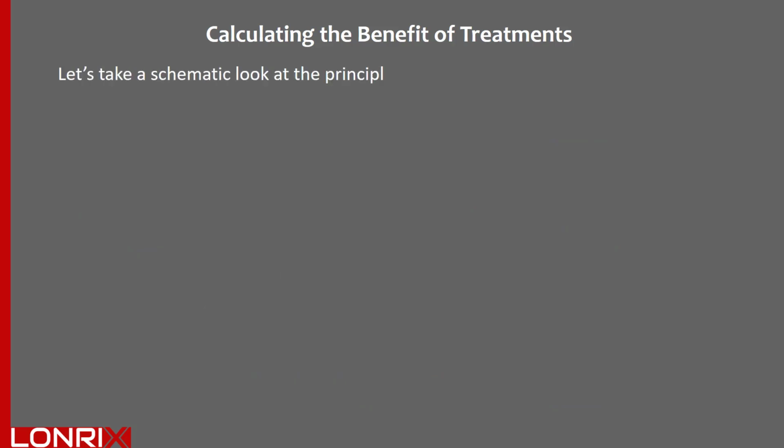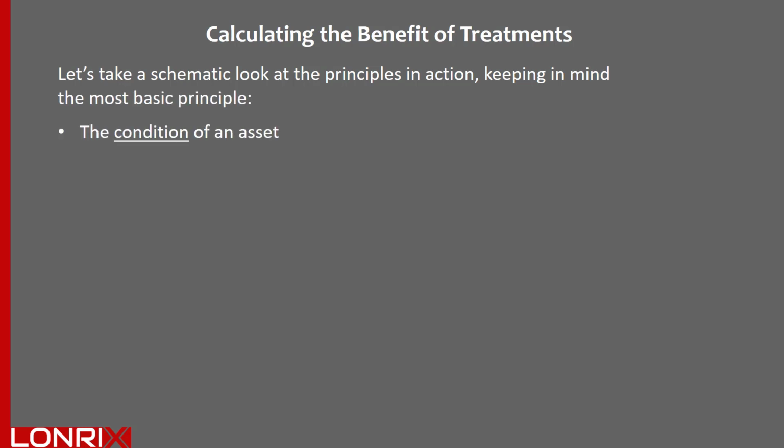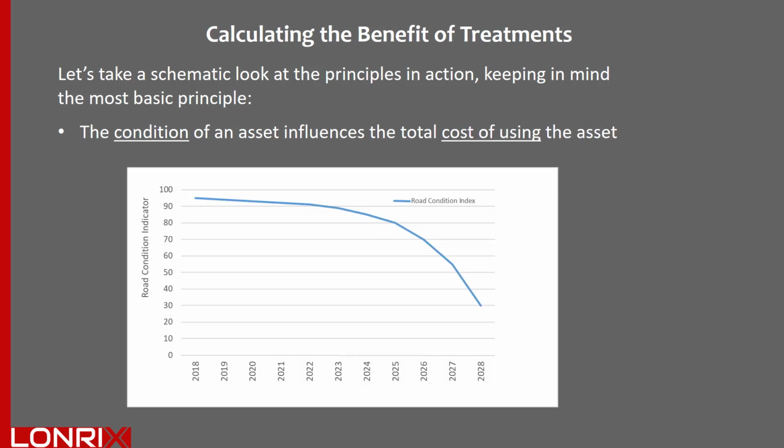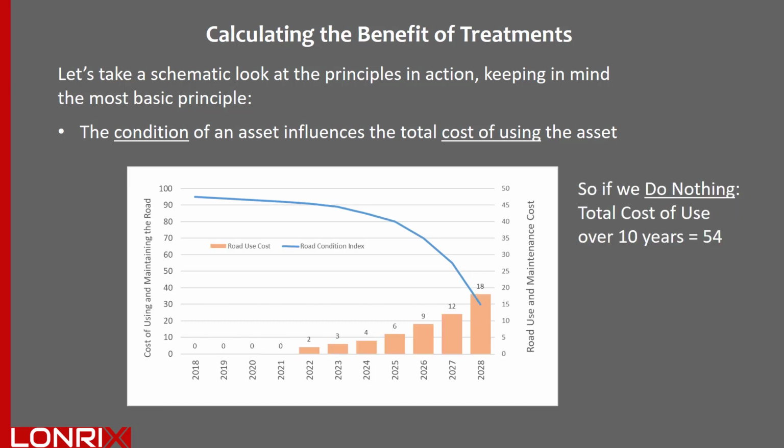Let's take a schematic look at the principles in action, keeping in mind the most basic principle that the condition of an asset influences the total cost of using the asset. In this graph, we are showing a schematic road condition indicator, such as a road condition index, over a 10-year period, where 100 represents a road in a very good condition and 0 represents a road in very poor condition. As expected, you can see that this road's condition slowly deteriorates over time. Therefore, we can expect that the road use costs will increase over time.